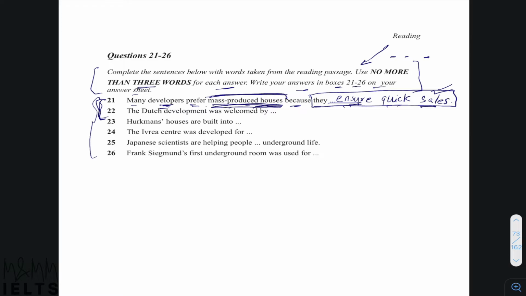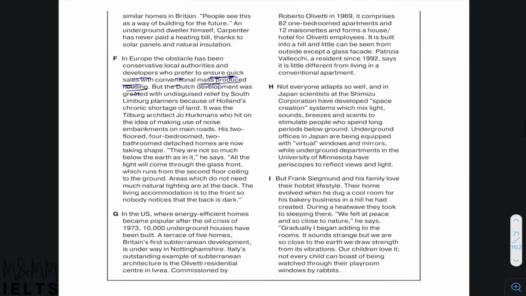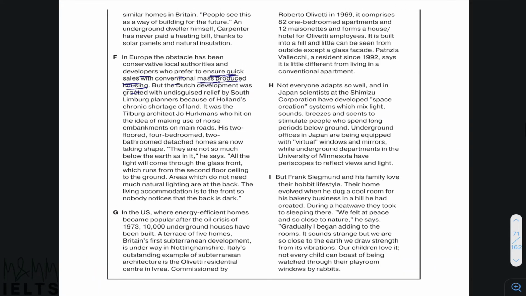Let's do one more. The second one says, the Dutch development was welcomed by dash. The Dutch development, that's my keyword, was welcomed by who? We are looking for someone who welcomed the Dutch development. So we're again going back to our paragraphs. I'll again give you 2 minutes. Try to find the answer, put it down in the comment section below, and after 2 minutes we'll discuss and explain how we got the answer.